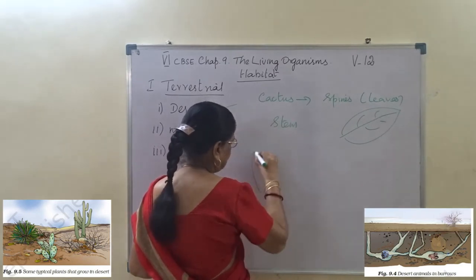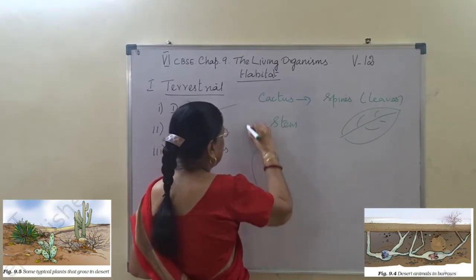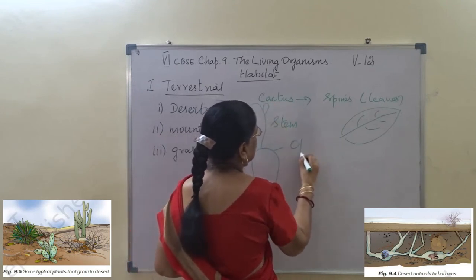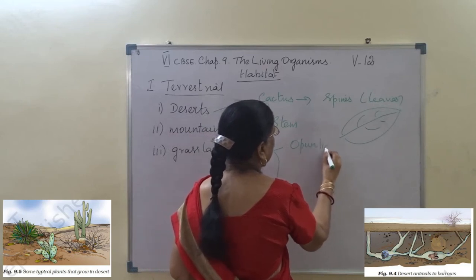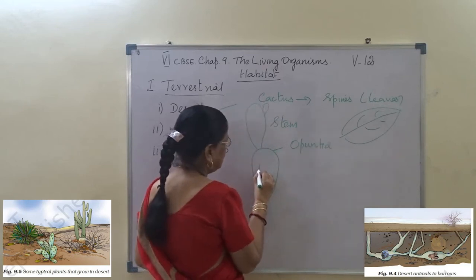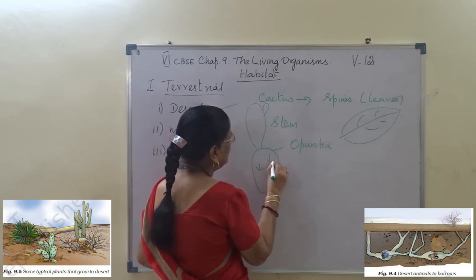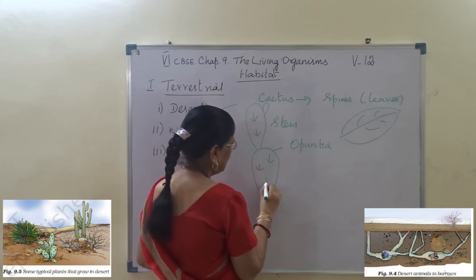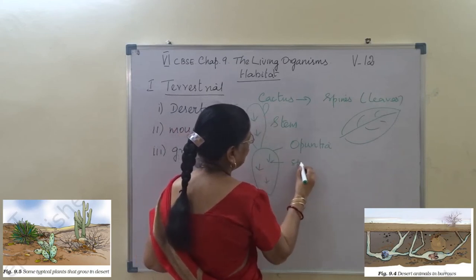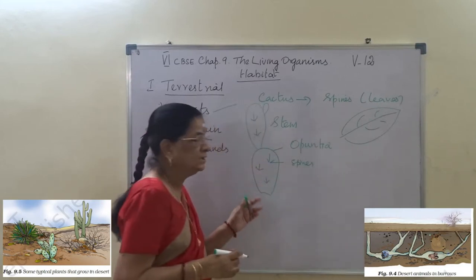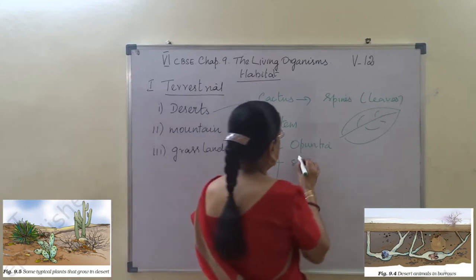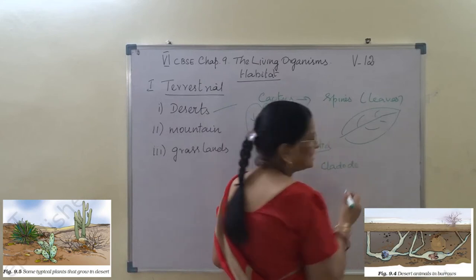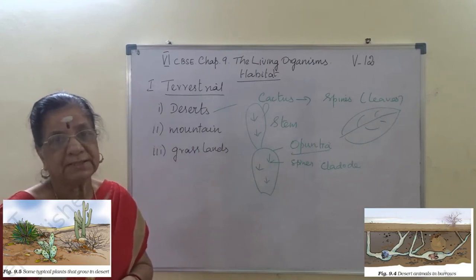For example, this is a cactus plant, Opuntia. The plant name is called Opuntia. Here the leaves are reduced to spines like this. Cactus plant leaves are reduced to spines. Okay. Now when the flattened stem in Opuntia does the function of photosynthesis, it is called cladode.